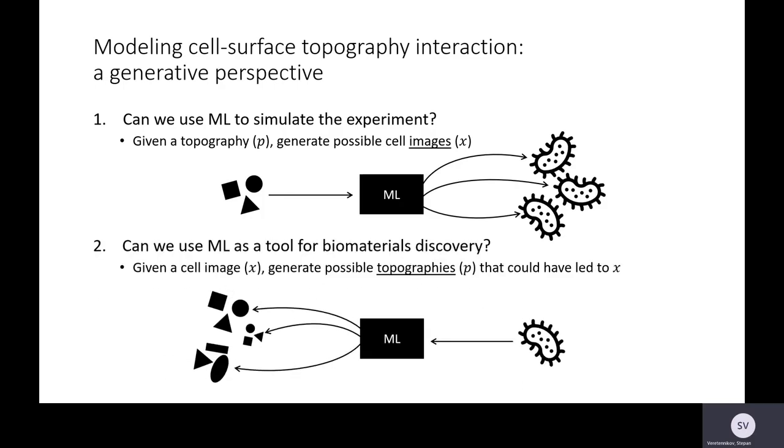And vice versa, can we use machine learning as a tool for biomaterials discovery? And here we give a cell image and we would like to generate topographies that could have led to this image. So given a cell image with some desired properties, we would like to understand which topographies could have led to these desired properties. And taking these topographies, we pass them to the next physical experiment, and we expect to see these desired properties more often than in the previous physical experiment iteration.